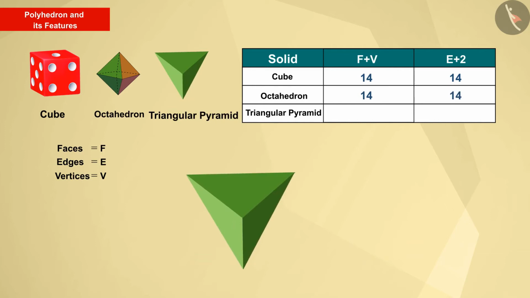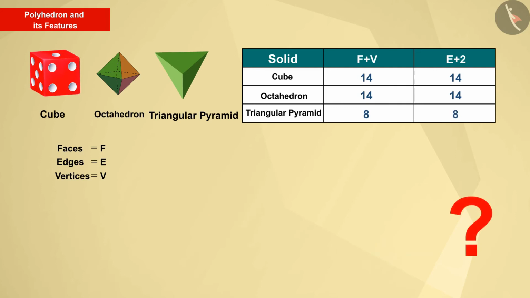Now, let's help Payal. As we can see, the pyramid has 4 faces, 6 edges, and 4 vertices. The sum of F and V is 8. The sum of E and 2 is also 8. Can you see any similarities?